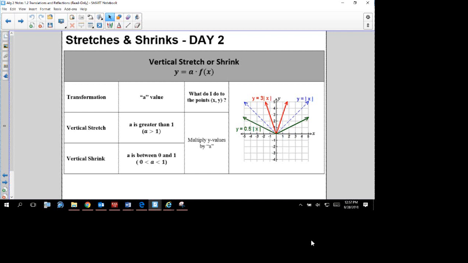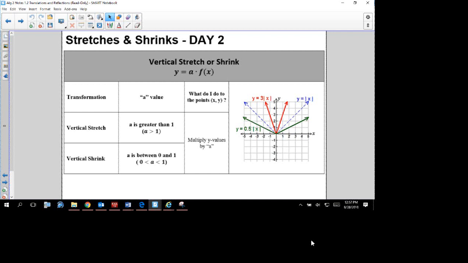Yeah, it's going to get thinner. This is a stretch, vertical stretch. Okay, shake it out. All right, give me another absolute value. Now I'm going to vertically shrink them. So vertically shrinking, what's happening to your absolute value? Wider. So absolute value, vertical stretch is skinnier, vertical shrink is wider.